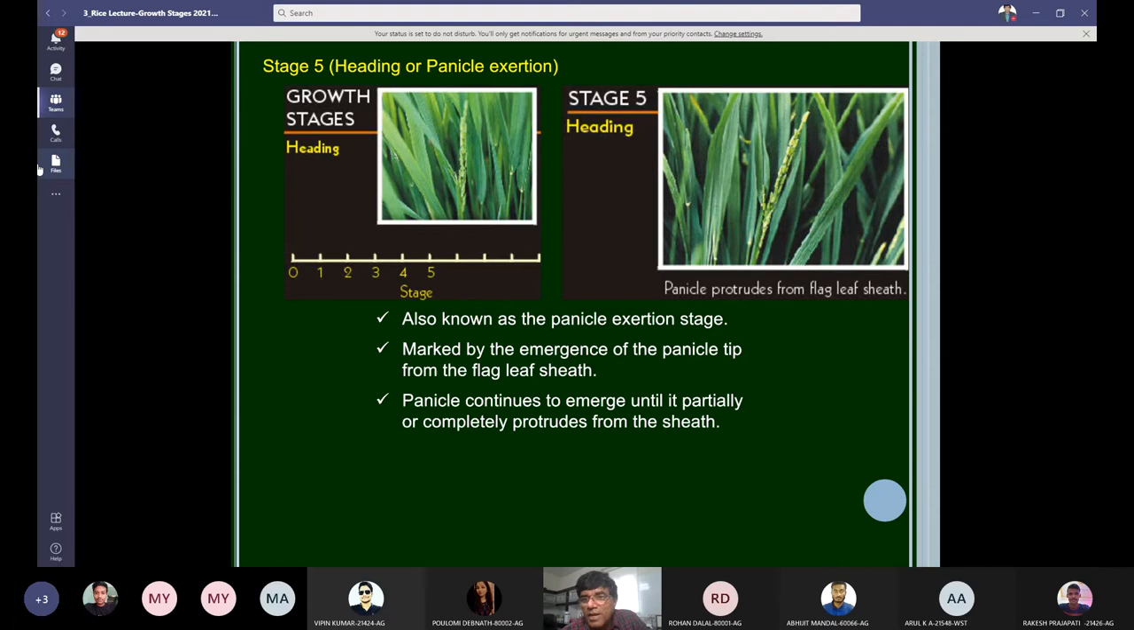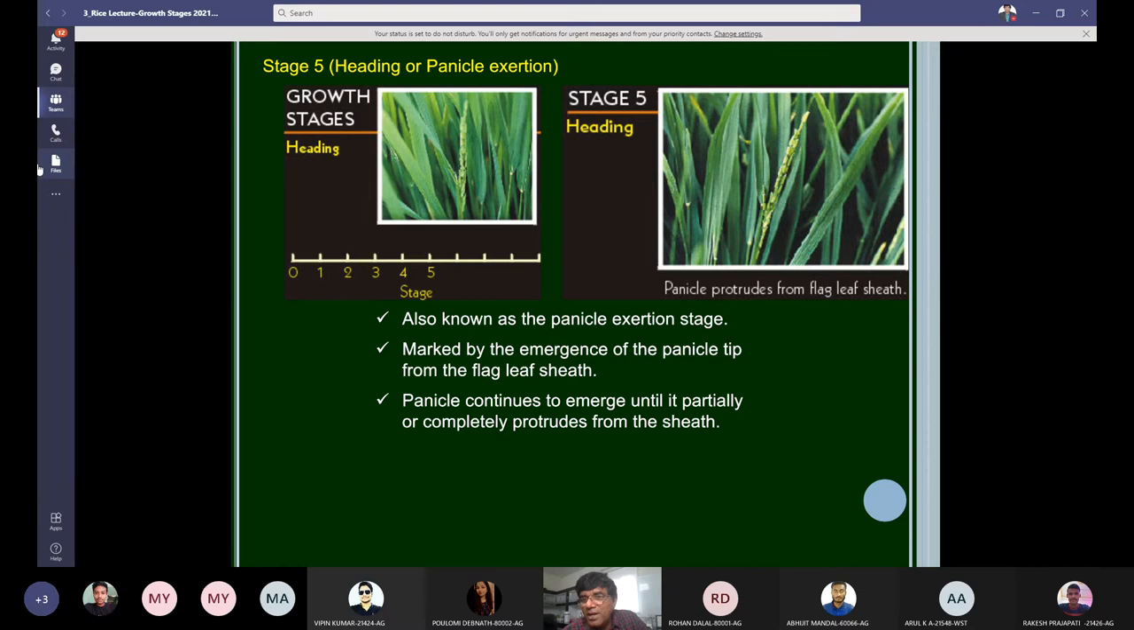So accordingly, the flowering will happen. The portion of the flower which is exposed first, which is coming out first, will have flowering and pollination first. The middle part will have pollination and fertilization second. The lower part of the panicle will get pollination and fertilization in the last. And it happens at day 1, day 2, and day 3.